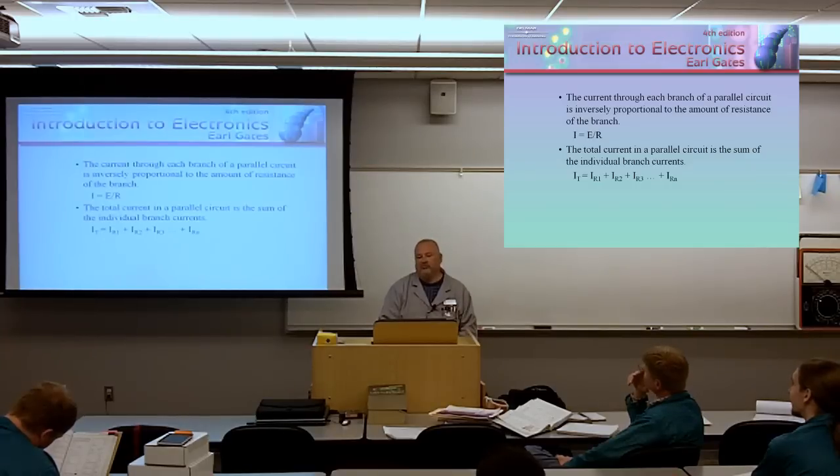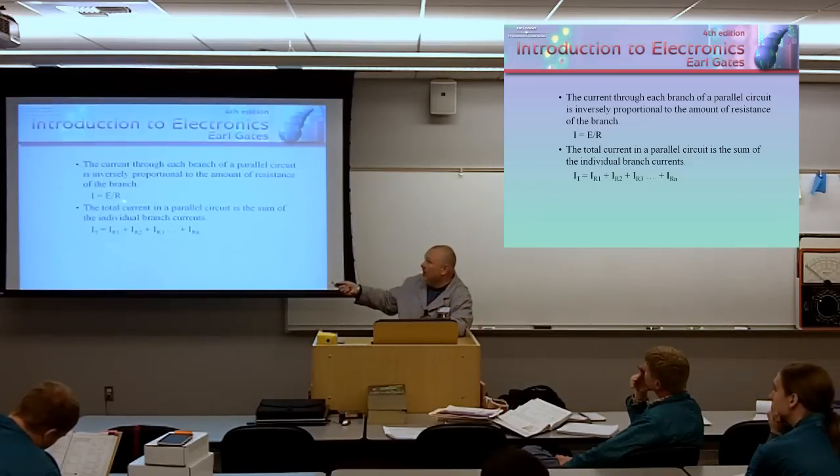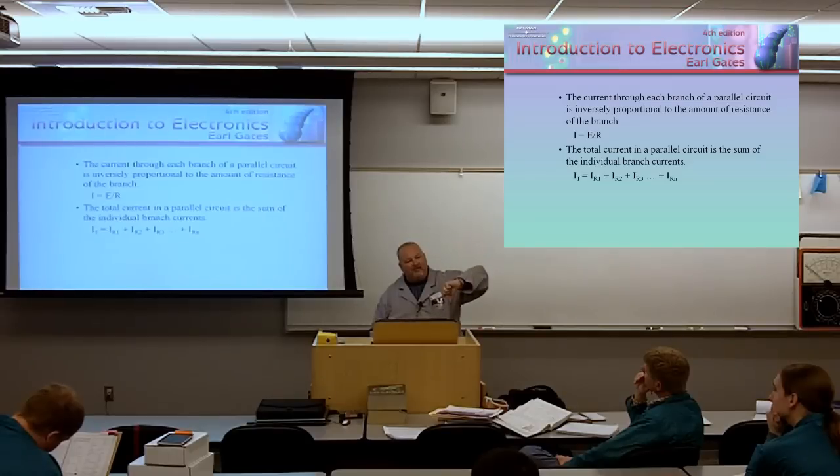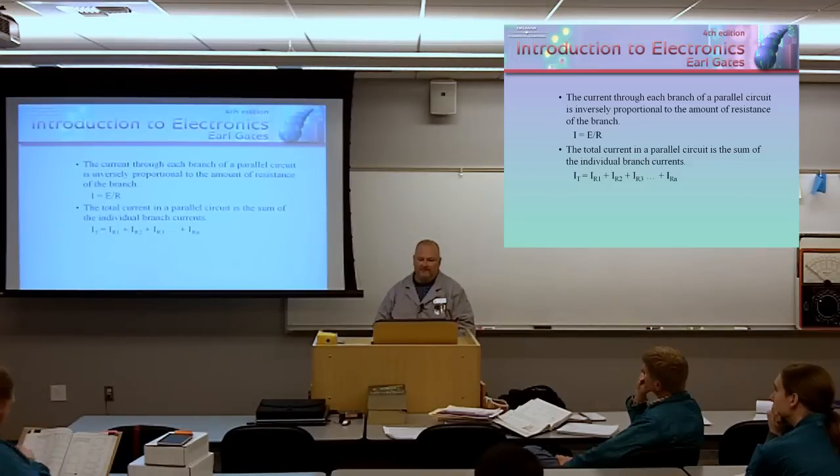The current through each branch of a parallel circuit is inversely proportional to the amount of resistance of the branch. I is equal to E over R. That means E over R, right? We use the slash here, but that means R is on the bottom of the slash. So whatever we do to R is going to have an opposite effect on I. We call that an inverse proportional relationship. So if resistance increases, current decreases.